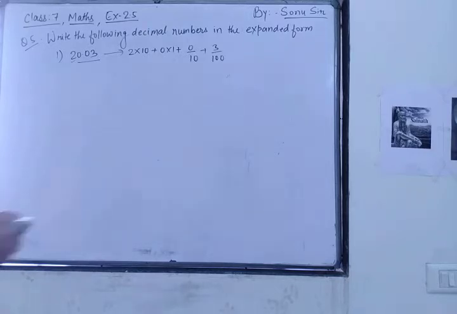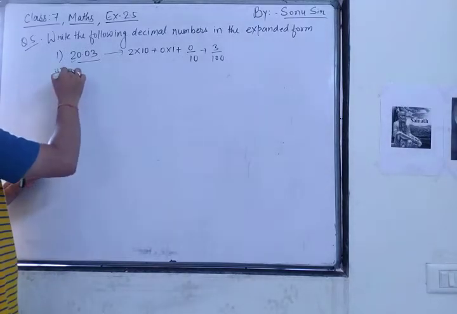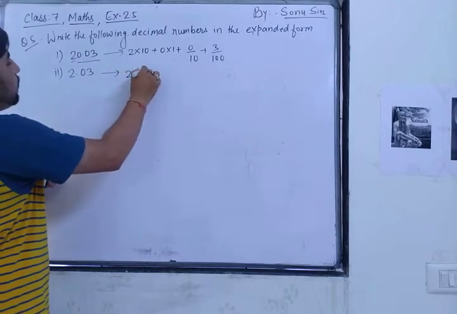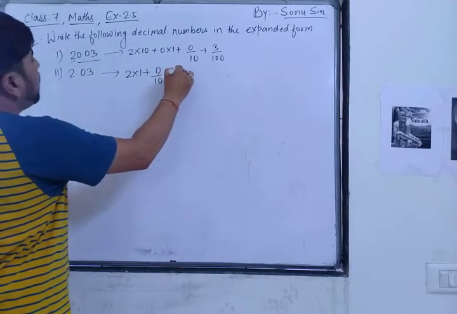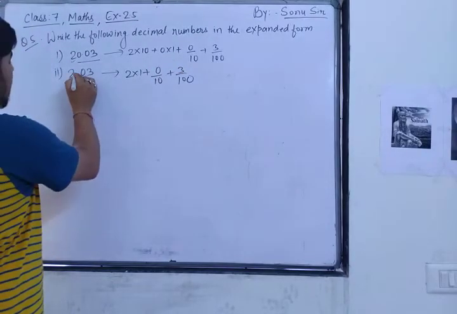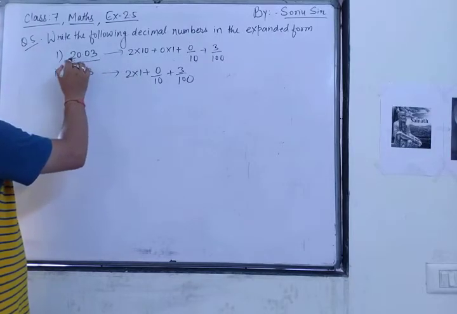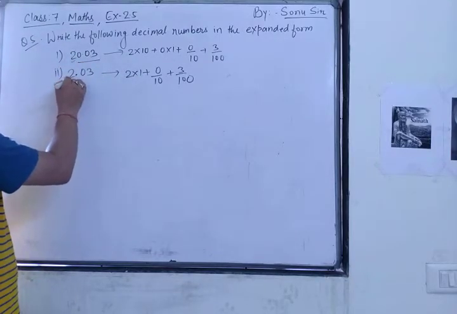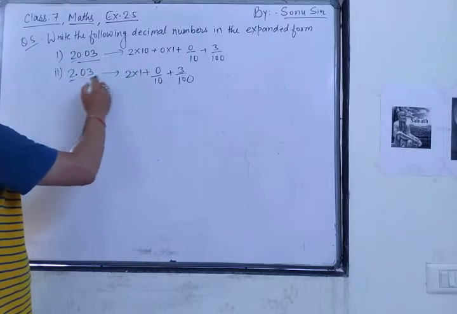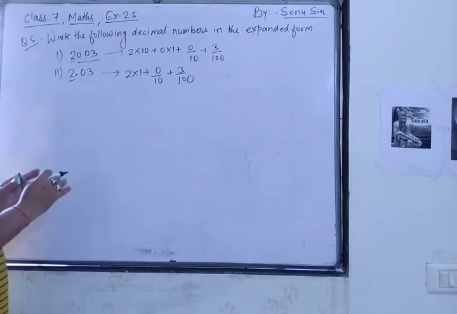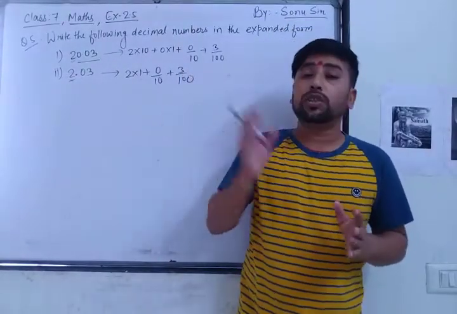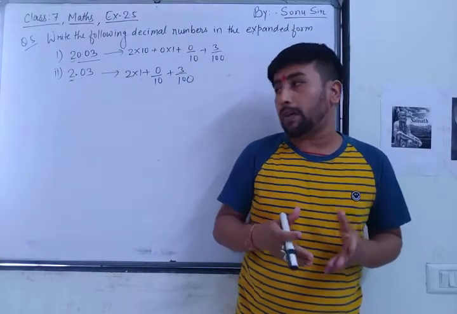Second is 2.03. Can you do this question by yourself? 2.03, what will you do? It's very easy: 2 into 1 plus 0 upon 10 plus 3 upon 100. See, from the point you have to count to the left side: ones, tens, 100, and so on. Here 2 is at the ones place, so I multiplied 2 with 1. 0 is at the 1 by 10 place and 3 is at the 1 by 100 place. Whatever the numbers are, we just write them in the expanded form.